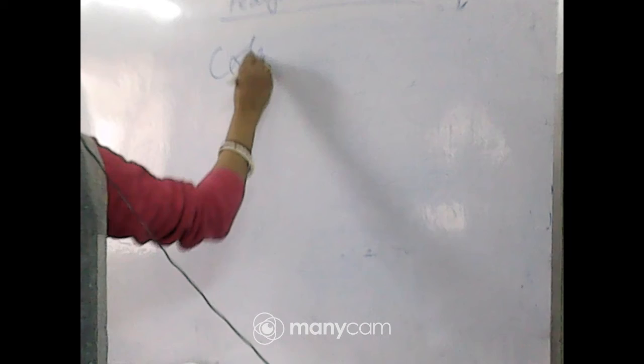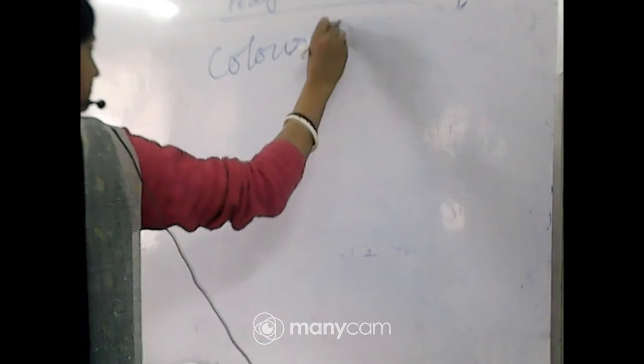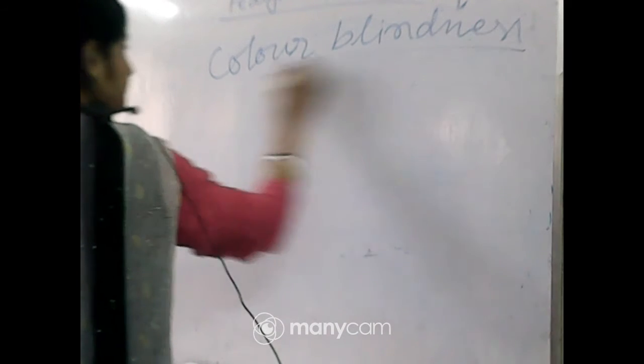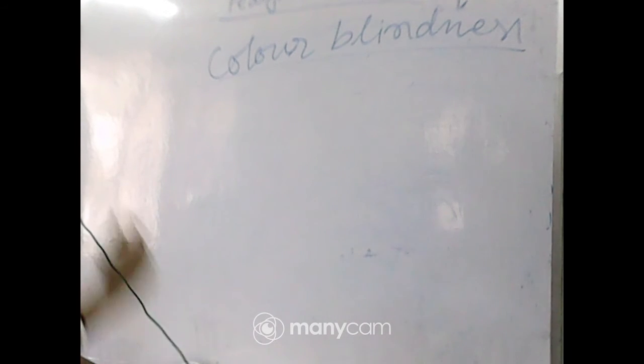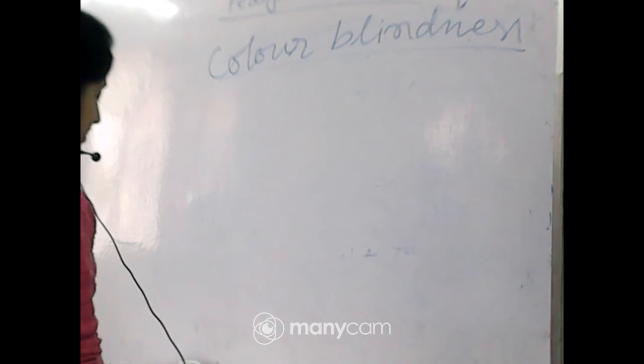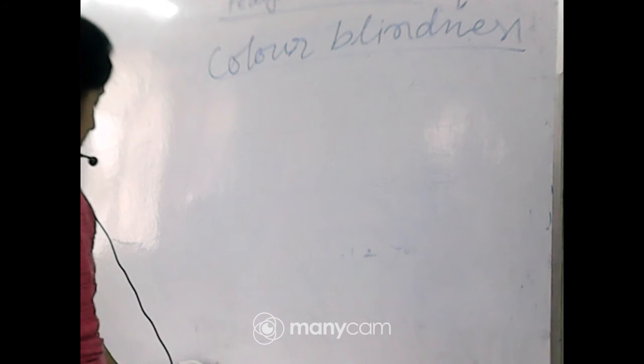Next one, color blindness, sex-linked recessive. Color blindness is a sex-linked recessive disorder of humans. The pedigrees are given below, showing the inheritance of color blindness in one family. Study the pattern of inheritance and answer the following.